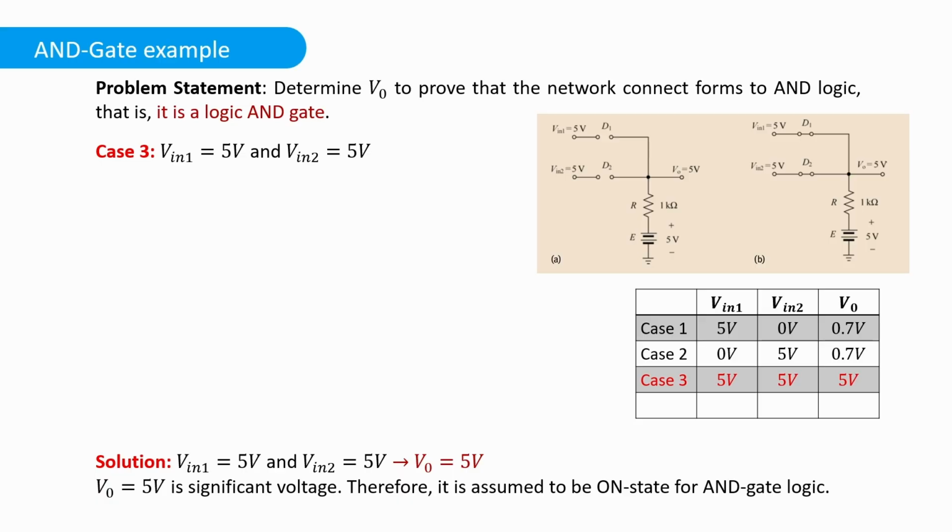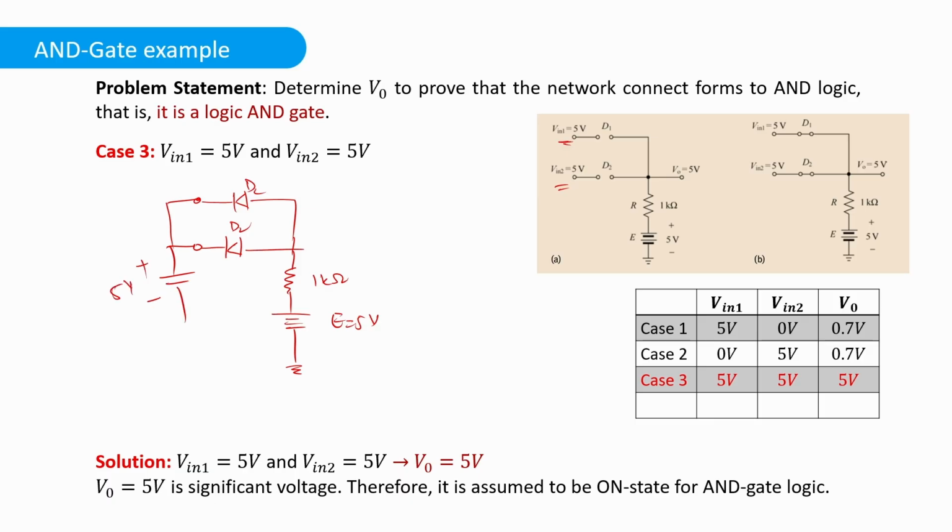Now this is the third case in which we apply the input voltage not 0.7 but 5 volts at both terminals. So when a voltage is applied over here, let's draw this diagram to make it clear. Over here we have diode number 2, resistor, then battery source, and then a ground. E is equal to 5 volts, 1 kilo ohm resistor, D2, D1. They are connected to a battery of 5 volts, right?